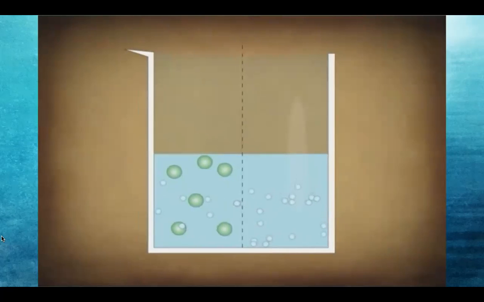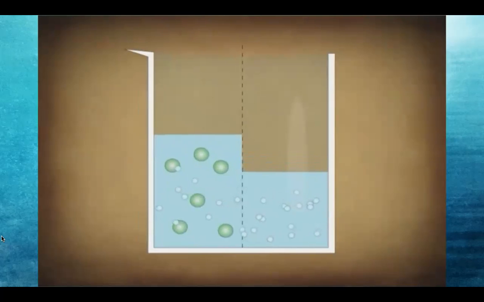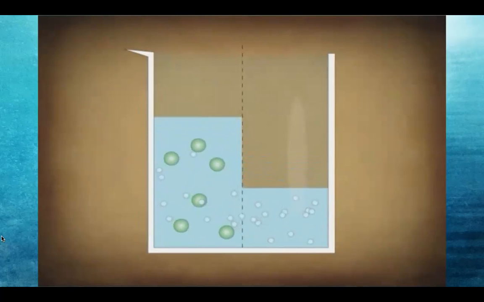Because of this, water will move by osmosis through the membrane from the compartment on the right with lower solute concentration to the one on the left with the higher concentration until equilibrium is reached. As a result, the volume of the right compartment decreases while the left compartment increases.